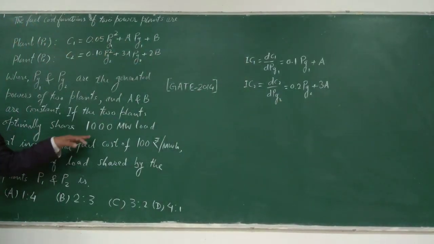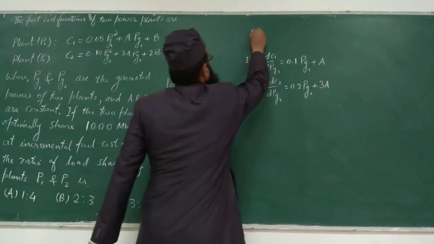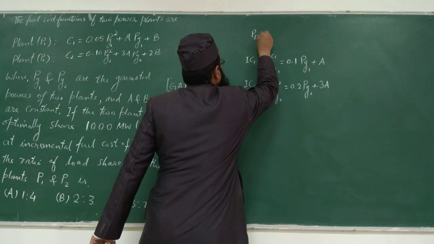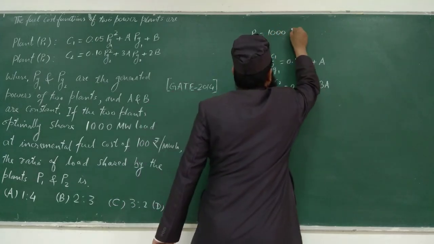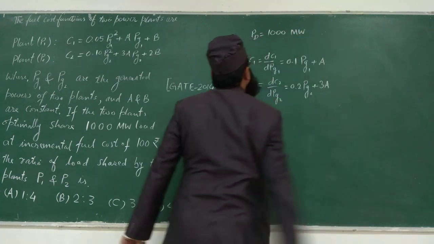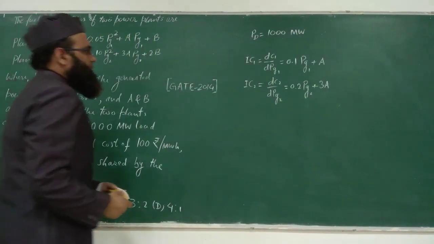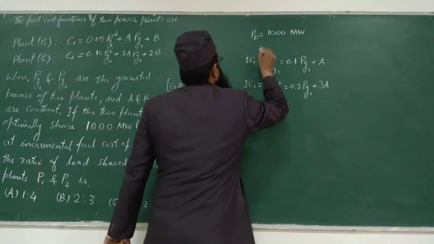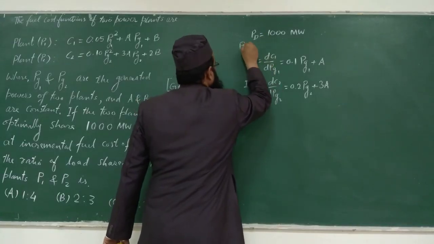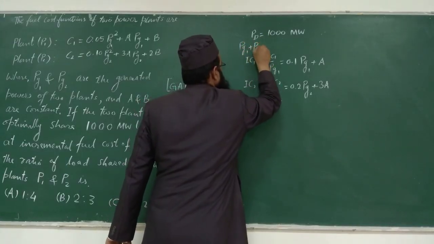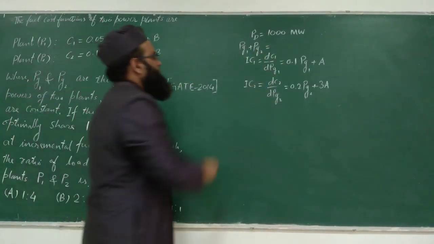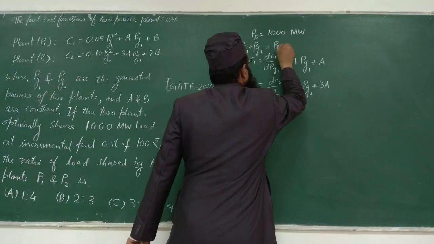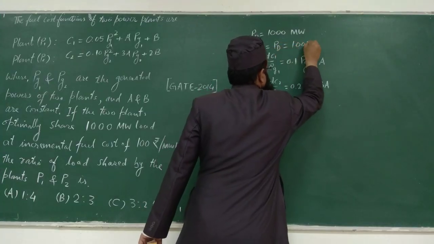And the total load is 1000 megawatt. So PD is given as 1000, active power demand in megawatt. It means this will be nothing but equal to Pg1 plus Pg2. Optimal loading on the two plants, Pg1 plus Pg2, will be equal to PD, which is equal to 1000. One equation.